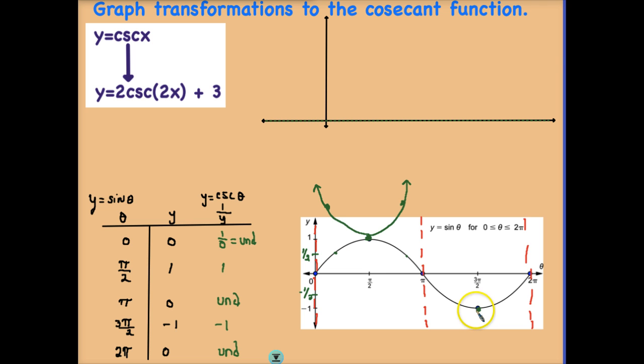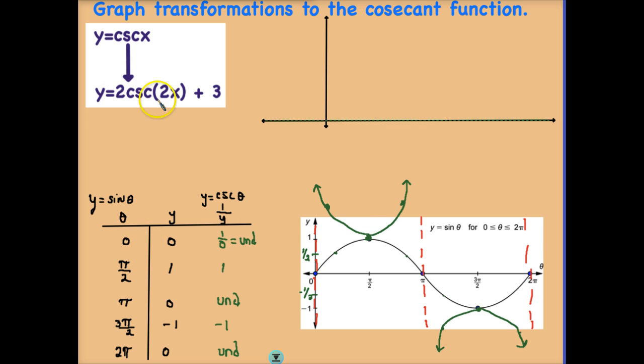Let's look at this one. If we go to 1/2, which is right here, the reciprocal of negative 1/2 is negative 2. And the same thing over here. Now you can see the shape of this cosecant graph, and this looks very similar to what you saw on the first page. Do you see how we use the sine function to help us graph the cosecant function?